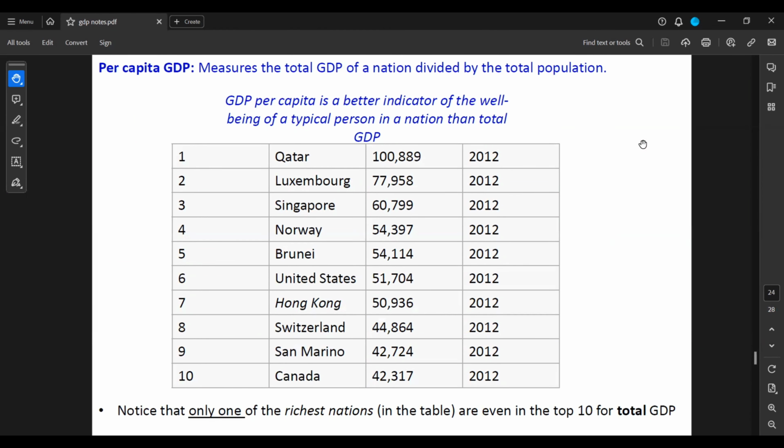Per capita GDP. Per capita GDP measures the total GDP of a nation divided by the total population. GDP per capita is a better indicator of the well-being of a typical person in a nation than total GDP. For example, for the countries listed below, note that only one of the richest nations in the table is even in the top 10 for total GDP.